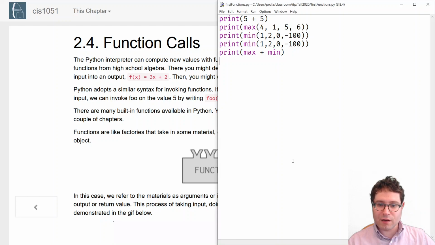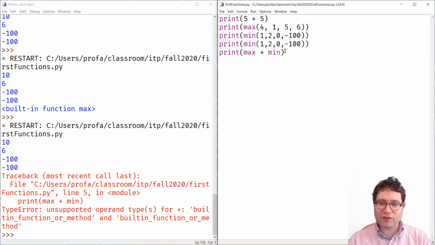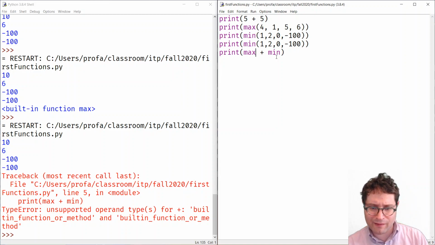One last note about parentheses, or specifically about functions. You might be asking, wait a second, why did this cause an error? What's different about this fifth line than the other four? Well, these are functions, but I'm not invoking them. I'm not using parentheses on them.